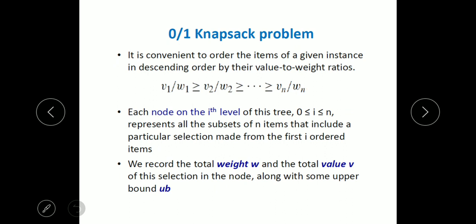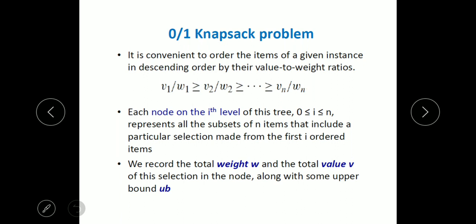Each node on the ith level of the state space tree, where i ranges from 0 to n, represents all the subsets of n items that include a particular selection made from the first i ordered items. This particular selection is uniquely determined by the path from the root to the node.